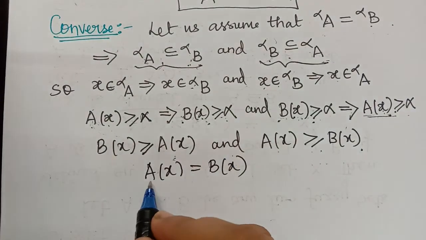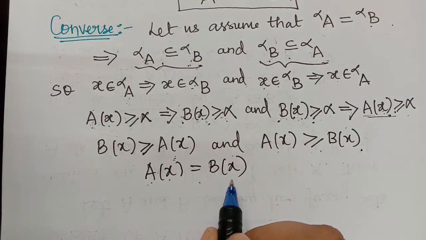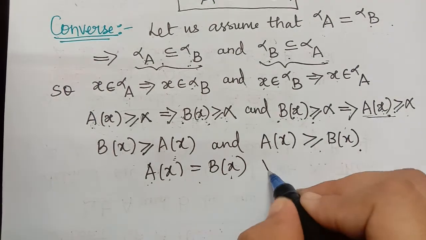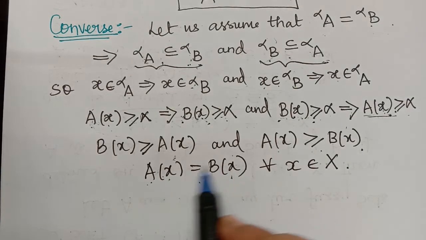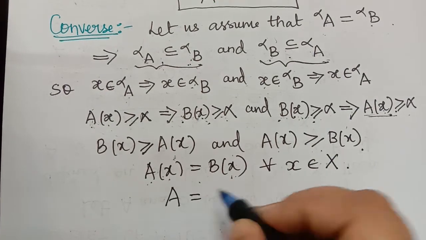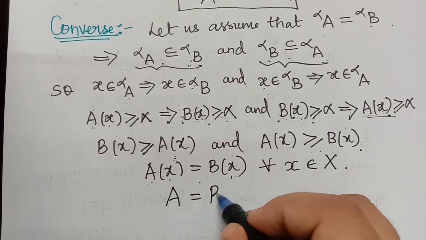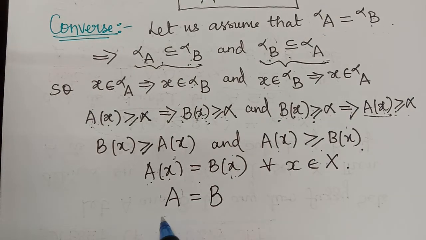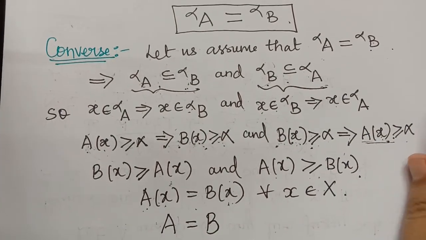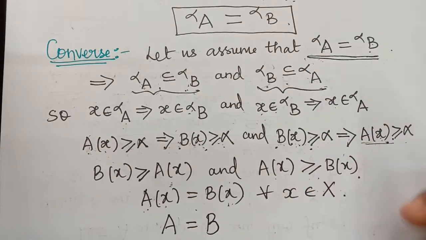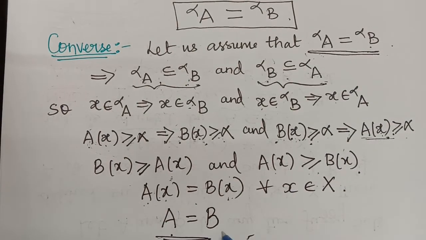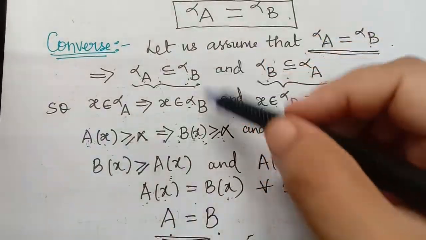That is, the membership grade of x with respect to the fuzzy set A is equal to the membership grade of x with respect to the fuzzy set B for all x an element of capital X. And when two membership grades are equal, they will be equal only if the fuzzy sets are equal. That is, the fuzzy set A is equal to the fuzzy set B. And so we have proved. So by assuming that alpha cut of A is equal to alpha cut of B, we have proved that the fuzzy set A is equal to the fuzzy set B. So that is what the converse part says.